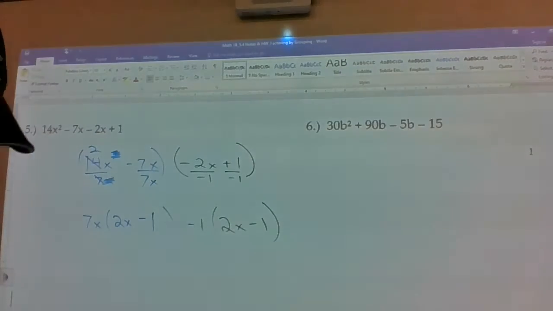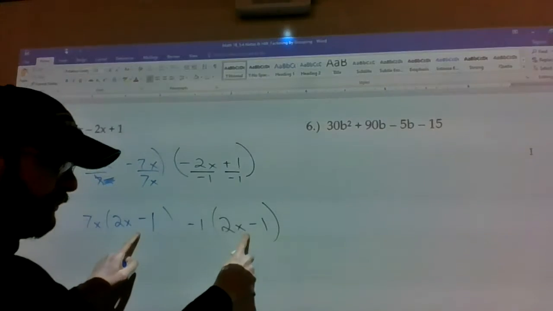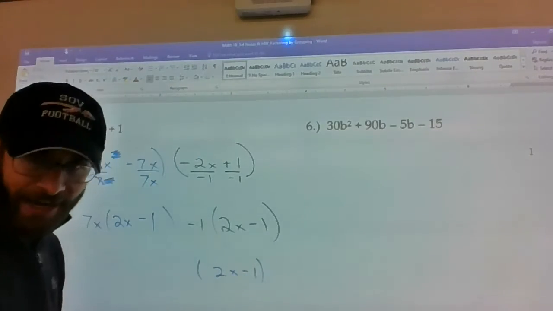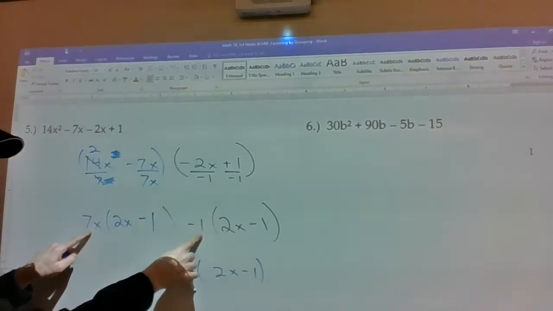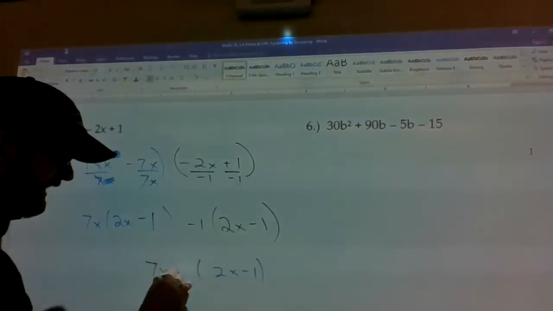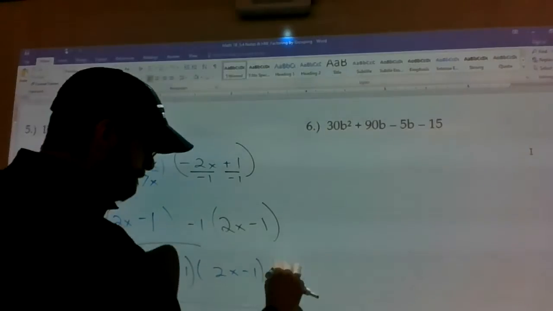So then you do the move of factoring where these 2 identical twins can be represented by 1 factor. And then the stuff on the outside, the leftover parts, create the second factor. And there it is.